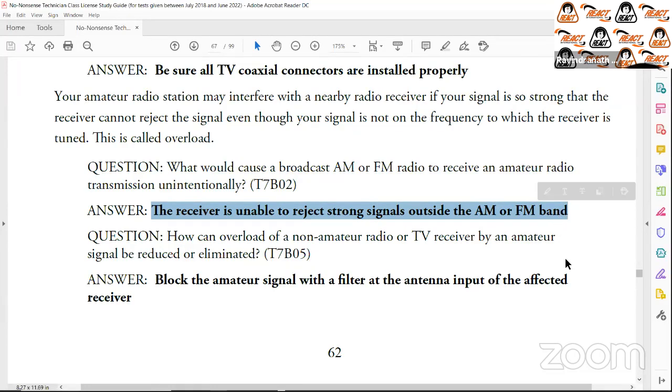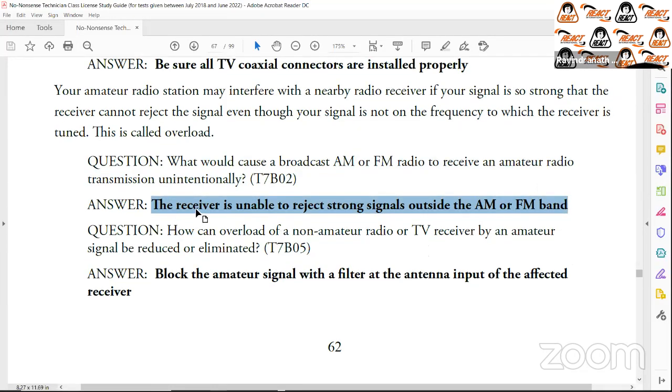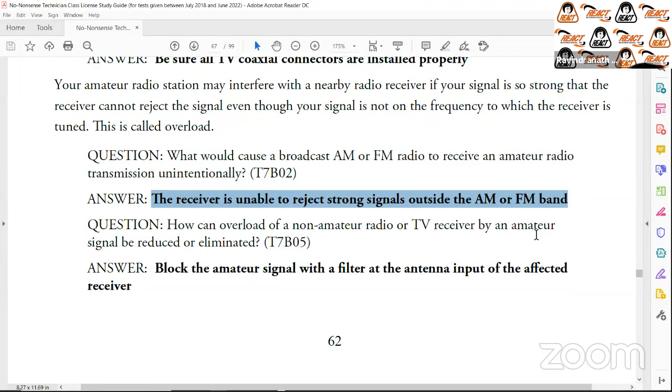Well, it could be the quality of that radio. So the receiver, meaning your AM FM radio, is unable to reject strong signals outside of the AM FM band. Remember we said sometimes they don't have enough protections, filter circuits, and so on. That could be the case.